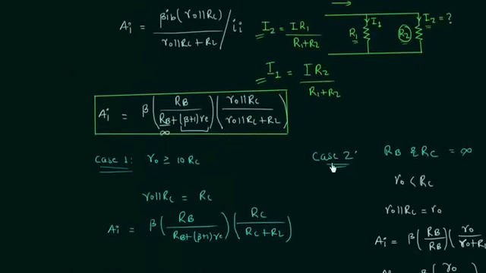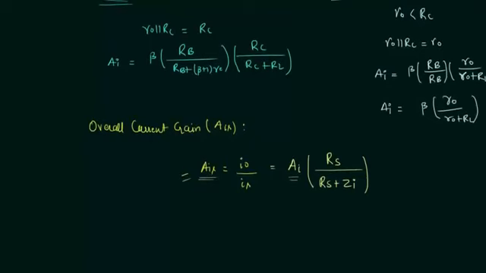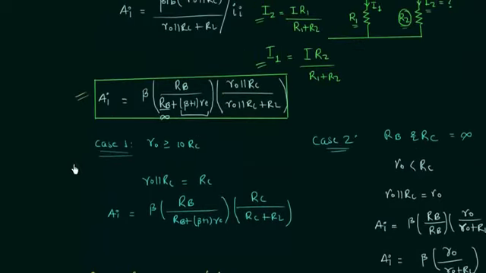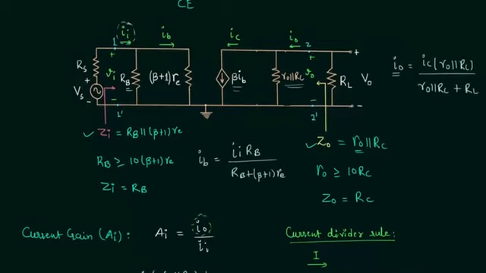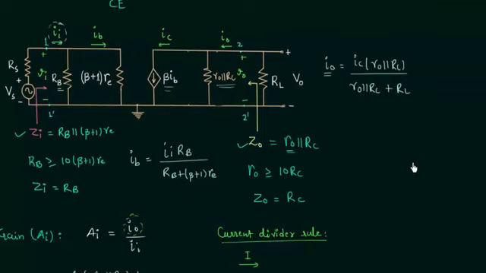In the previous lecture, we obtained the expression of current gain and overall current gain. We also discussed two different cases in current gain, and in this presentation we will find out voltage gain and overall voltage gain. Voltage gain is defined as the ratio of output voltage to the input voltage. The voltage gain is represented by A subscript V, and we will first find out the output voltage.